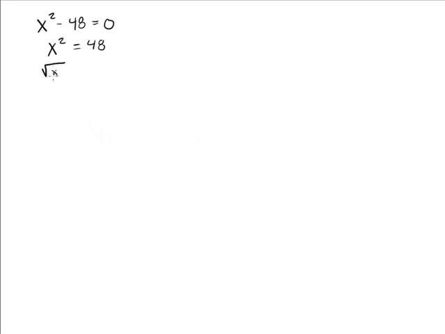The square root of x squared equals the square root of 48. So the square root of x squared, well, the square root and the squared cancel out just like I wanted them to. So I get x equals the square root of 48.